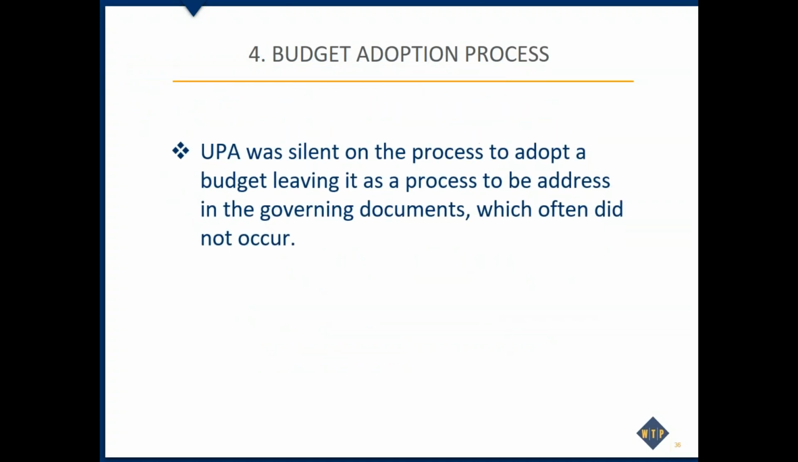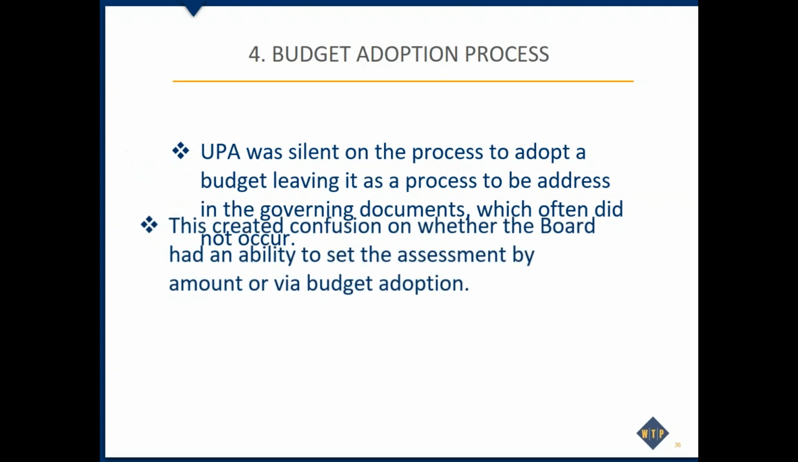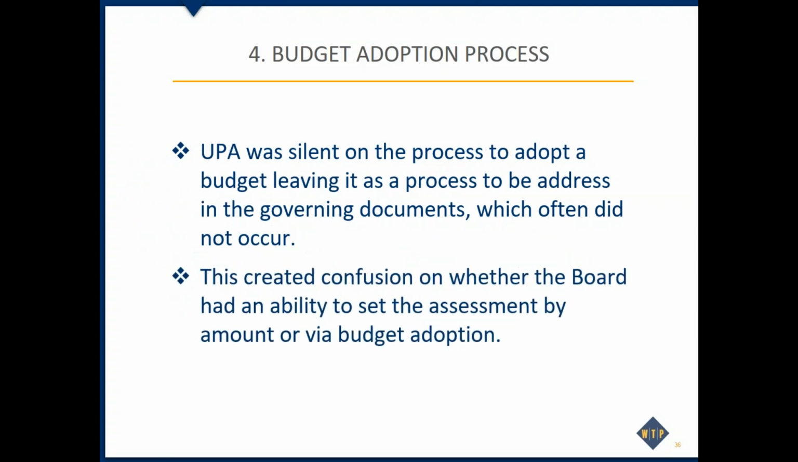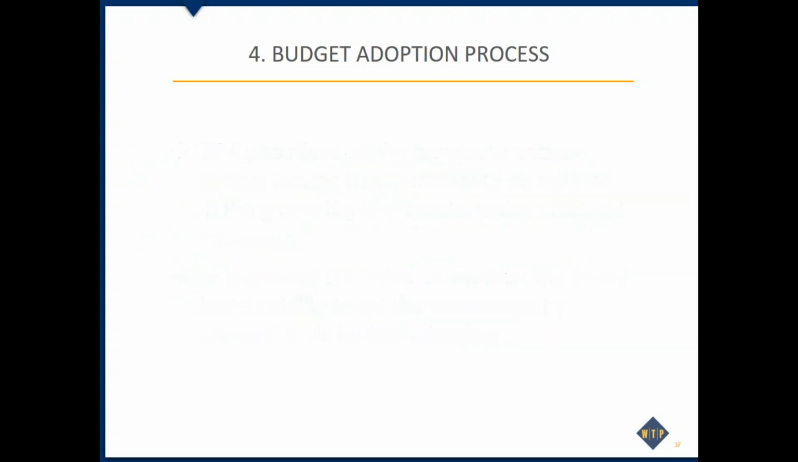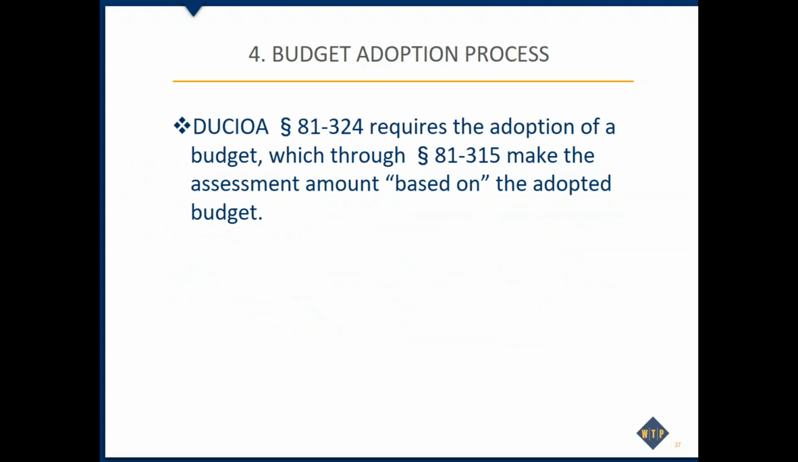So old condos, the documents were silent on how you adopt the budget. Some communities addressed it in their documents, some didn't. What would happen in those cases was really confusing. So the new statute has come along in DUCIOA, and it has created what I would call an inverse of the adoption process. In section 324, it's a process by which it's a lot easier for communities to now adopt a budget.